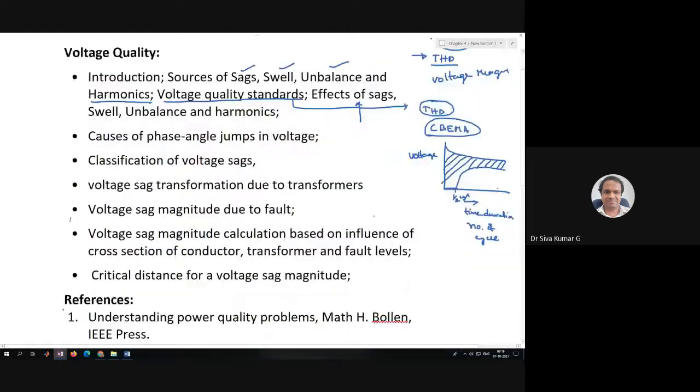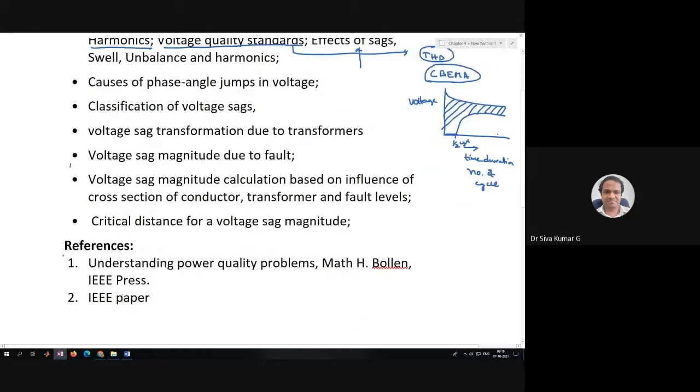Before going to that, I'll just give the references. You can try to refer to this particular textbook, Understanding Power Quality Problems by Math Bollen. Only one unit is sufficient for you, and then some of the IEEE papers. For this particular textbook, the soft copy is not available. If time permits, I'll provide you the screenshots of the textbook.